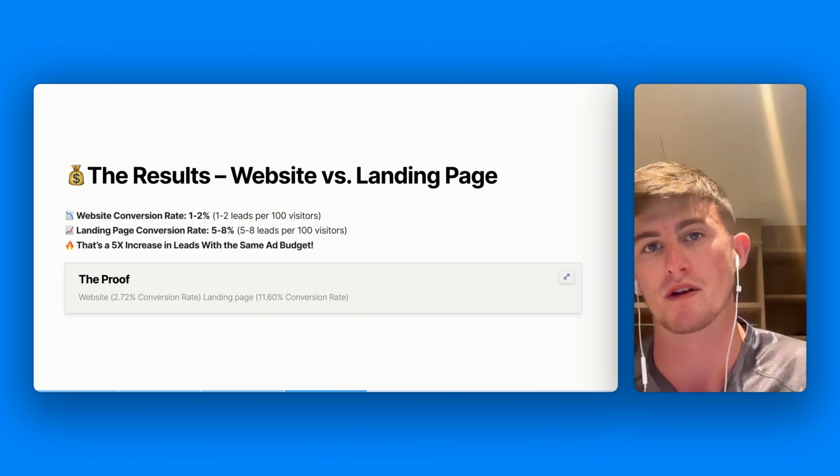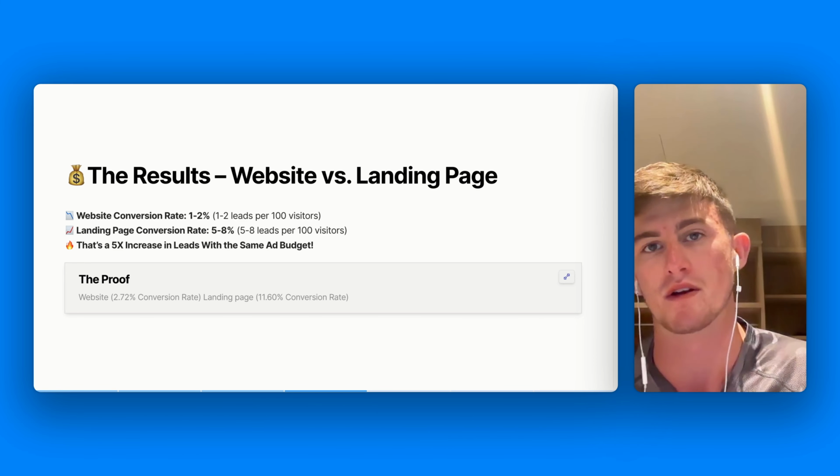Here's the real proof. When we did the test with our current partner, we ran it to a website. As you can see, we spent €777. Our cost per lead was €194, and our conversion rate was just under 3%. So it's about 2.72%. So of every 100 visitors that came onto the website, we got about 3 leads. Not bad, but not great.